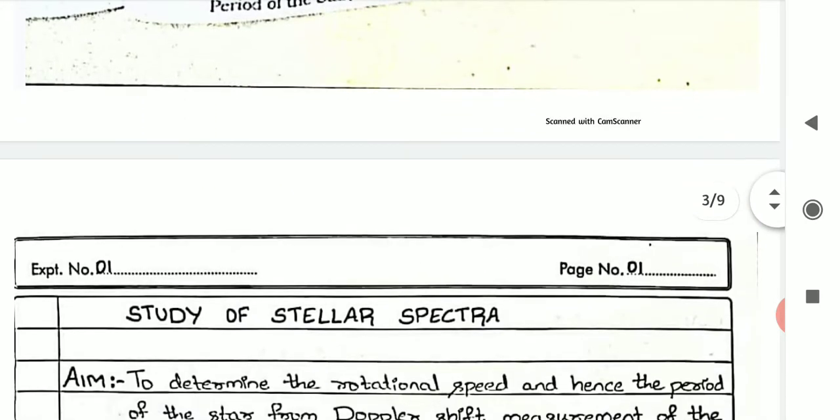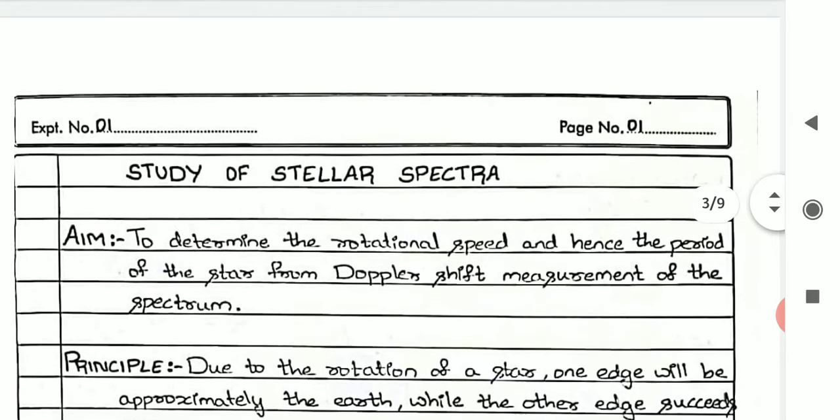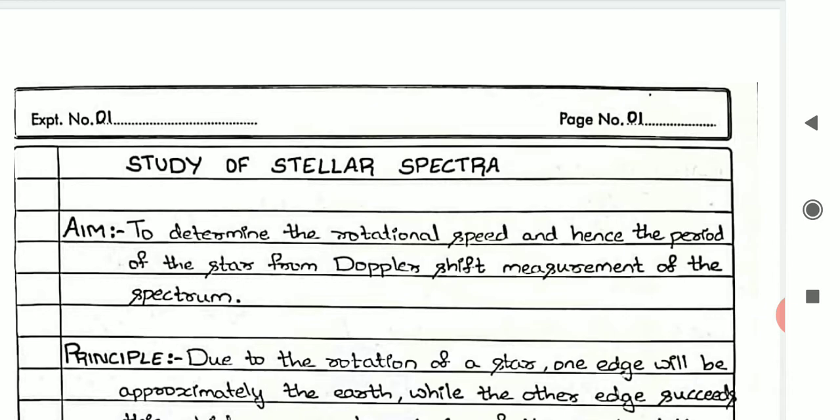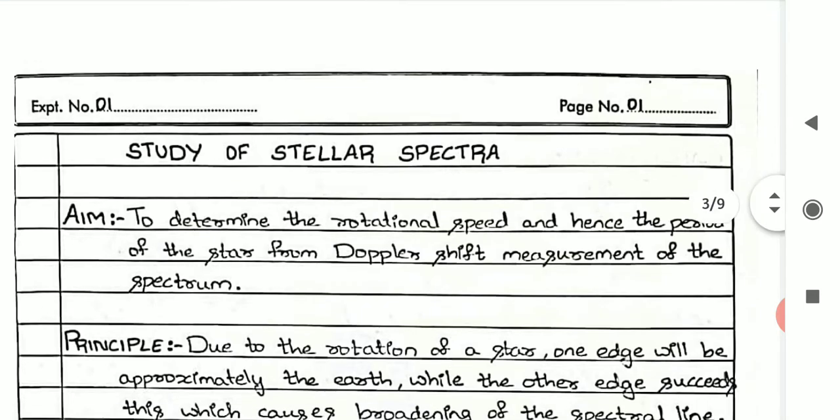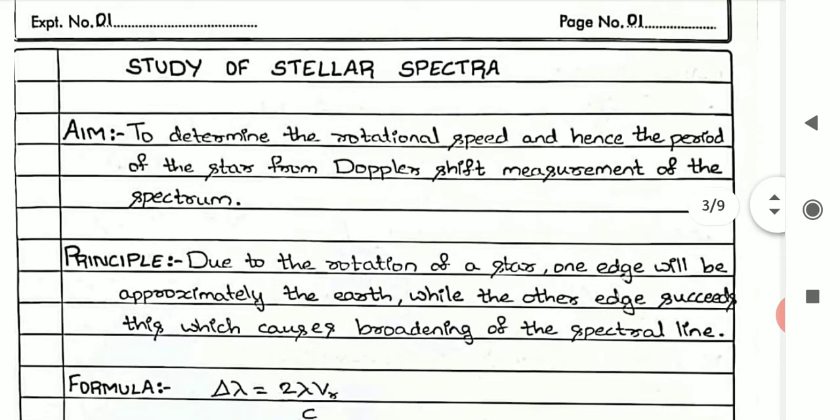So here you can see clearly the aim of the experiment: study of stellar spectra to determine the rotational speed and hence the period of the star from the Doppler shift measurement of the spectrum. Principle: due to rotation of a star, one edge of the star will be approaching the earth while the other edge recedes, which causes the broadening of the spectral line.